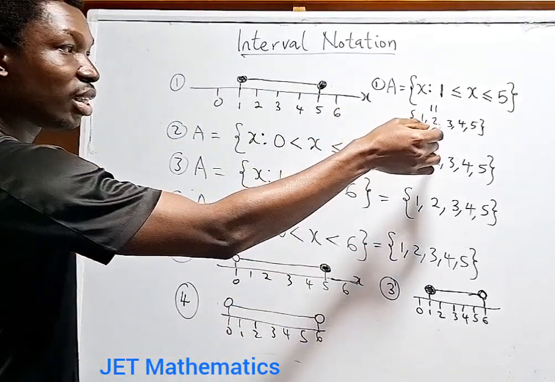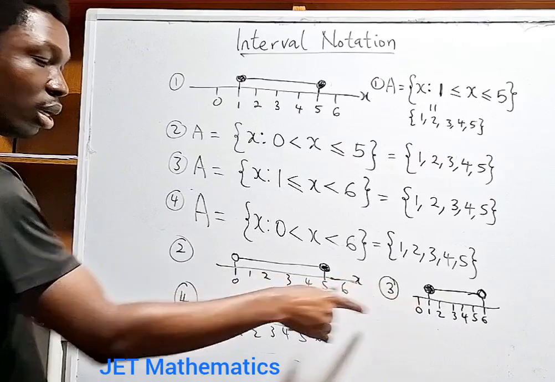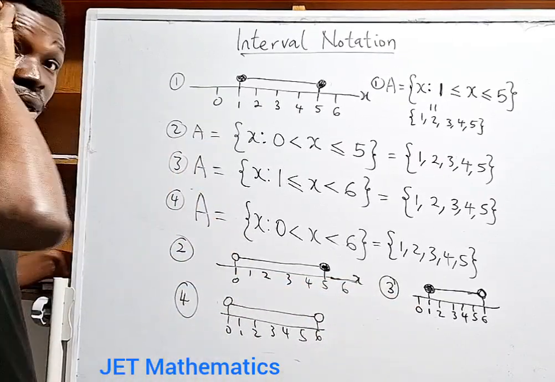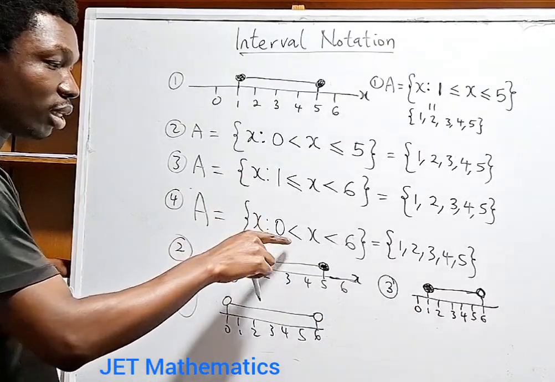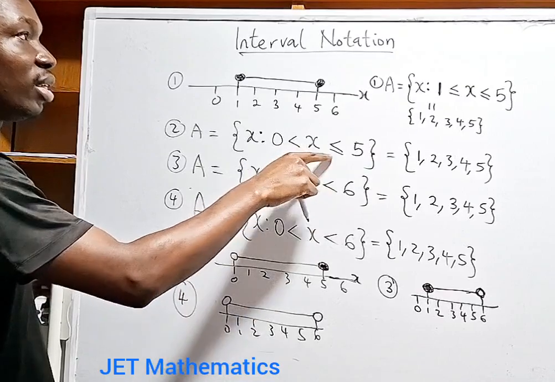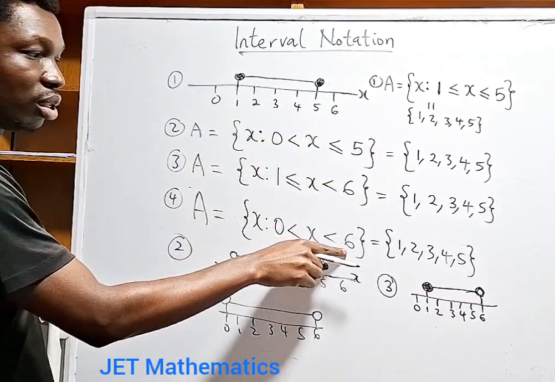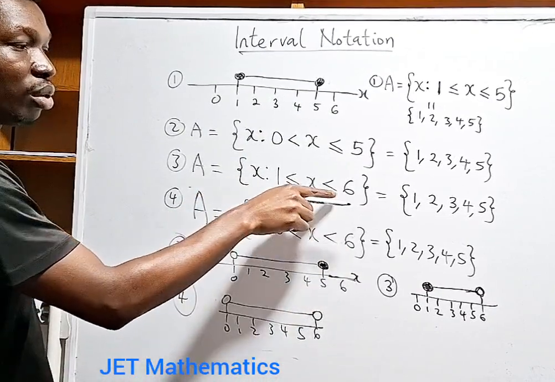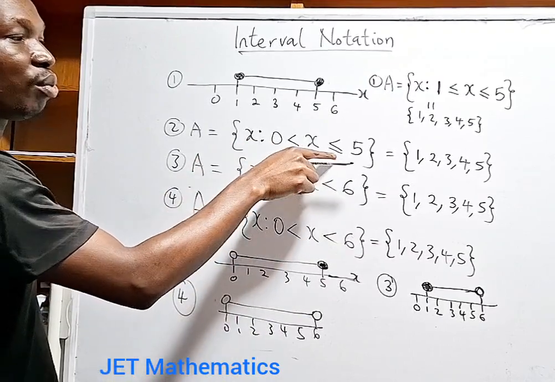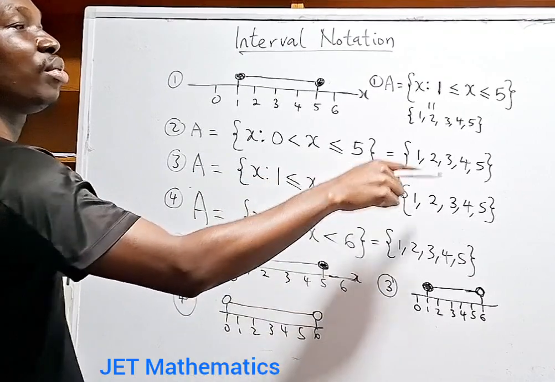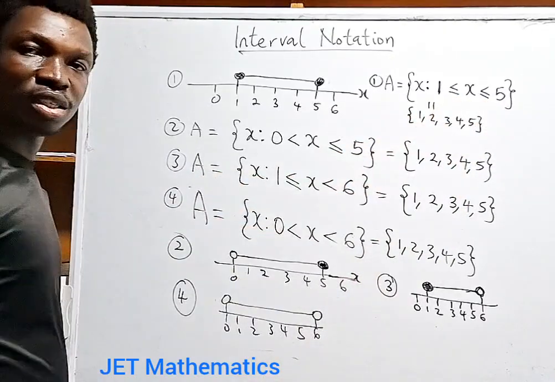So the sets are the same, but are represented differently with these number line diagrams for inequalities. Okay? But all I want you to understand is the interval notation. So this means 0 is not inclusive, 6 is not inclusive. This means 1 is inclusive, 6 is not inclusive. This means 0 is not inclusive, 5 is inclusive. And this means 1 is inclusive and 5 is inclusive.